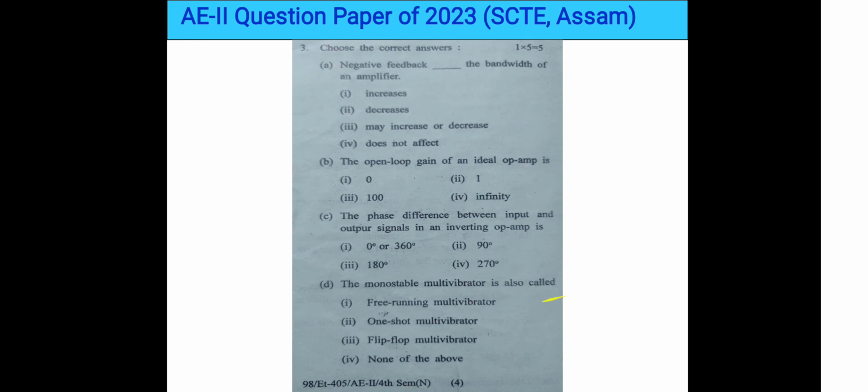These are the remaining questions of question number 2, true or false. Next is question number 3, choose the correct answer. There are 5 questions with multiple options. Out of these multiple options, we have to pick out the single correct option. So these are the questions.